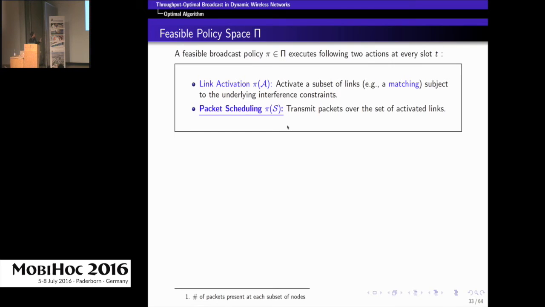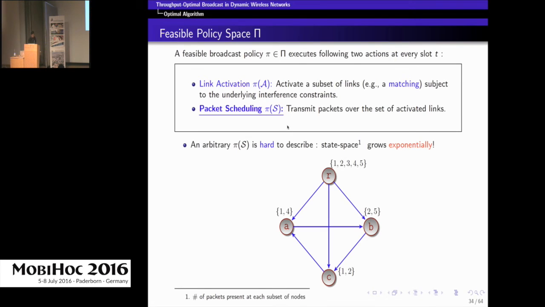A general packet scheduler is very hard to even describe, not to mention derive. Let's see why. Suppose there is no constraint I am putting on packet scheduling. Then the packet scheduler is a mapping from the set of all possible packets in the network to the forwarding action that you choose. Its domain is the set of all possible packet distributions in the network, so it is exponential in at least the number of nodes.